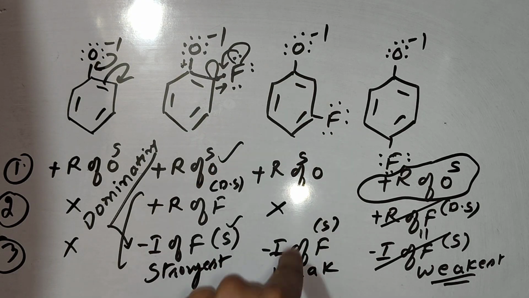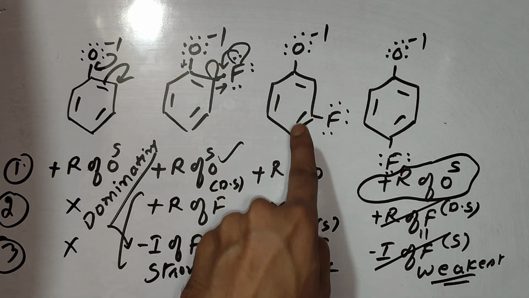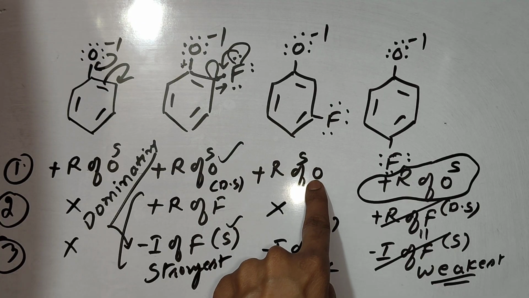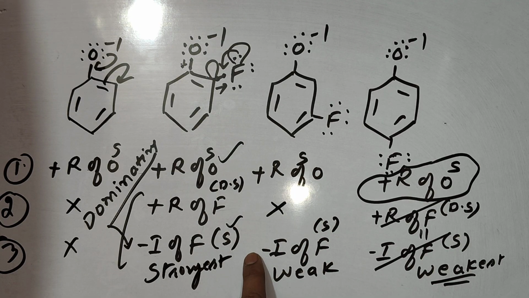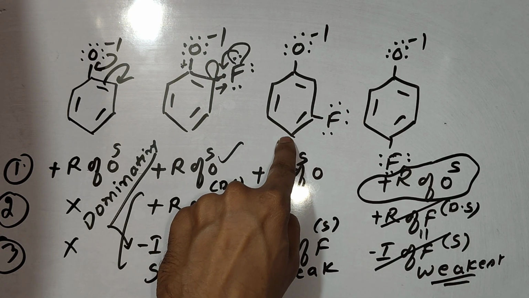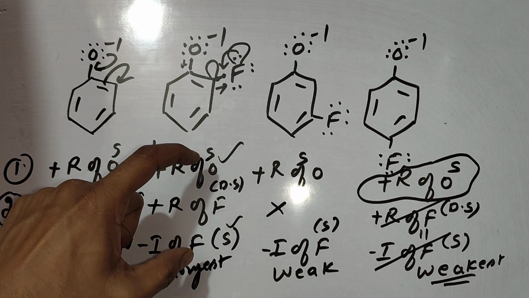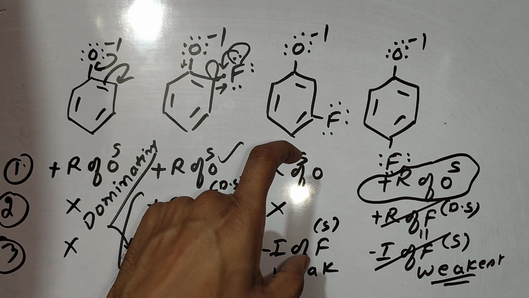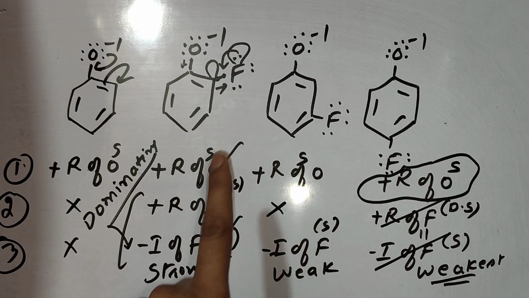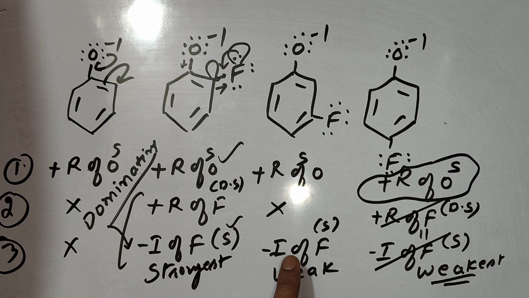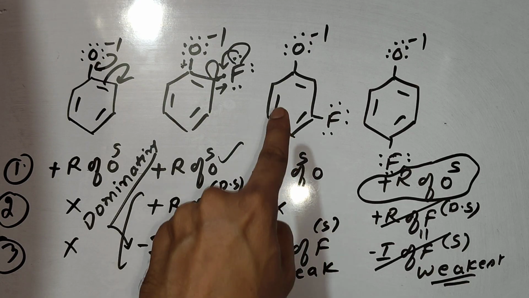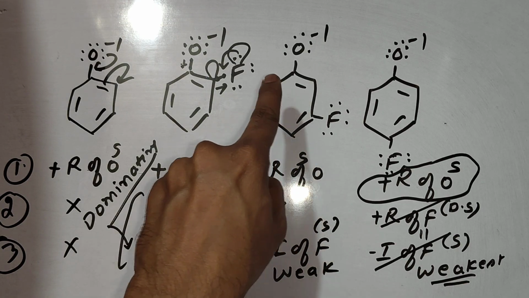Okay, come here. This anion is also stabilized by 2 factors, plus R of O and minus I of fluorine. But this minus I is weak as compared to this. So it will also be stable but less as compared to this one. Check. 2 factors are making it stable, 2 factors are also making it stable. But here minus I is strong and here minus I is weak. So that's why this anion is less stable as compared to this anion.